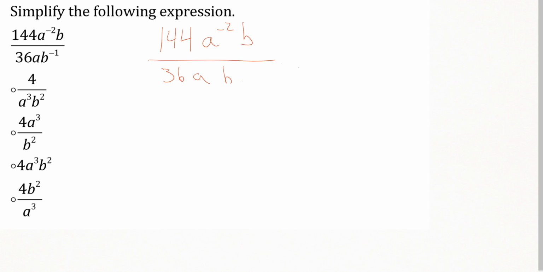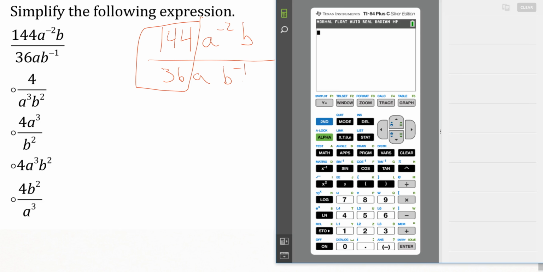So we're starting off with 144a to the negative second times b, over 36a and then b to the negative first. The first portion of this that I'm going to handle is the numbers right here. The easiest way to do that is to just use your calculator. So we're going to pull up our calculator, and in the normal calculator screen, I'm going to start there. For those of you with the more modern calculators, you can use this cool function to split this up into a fraction.